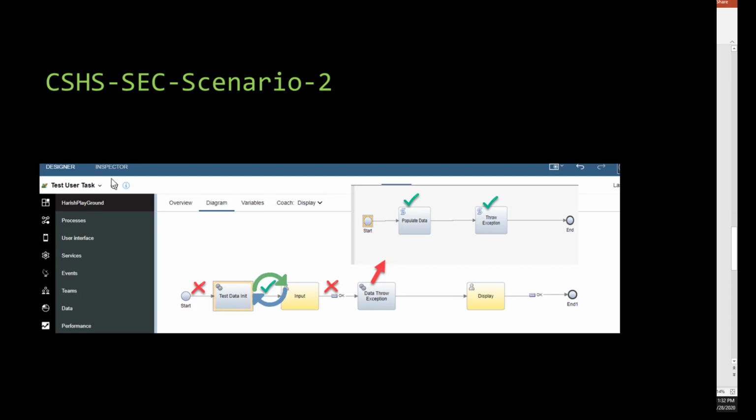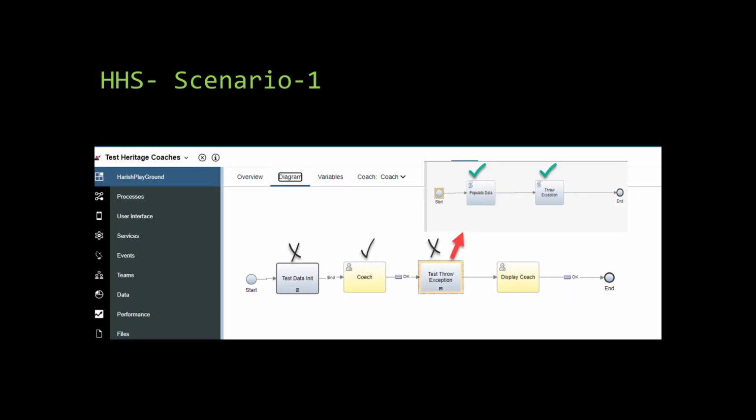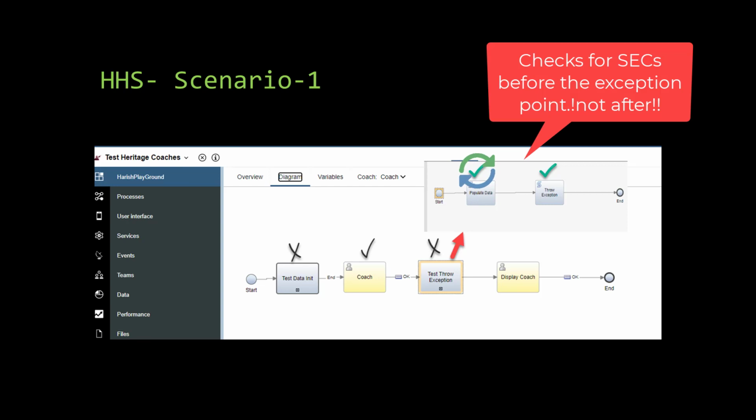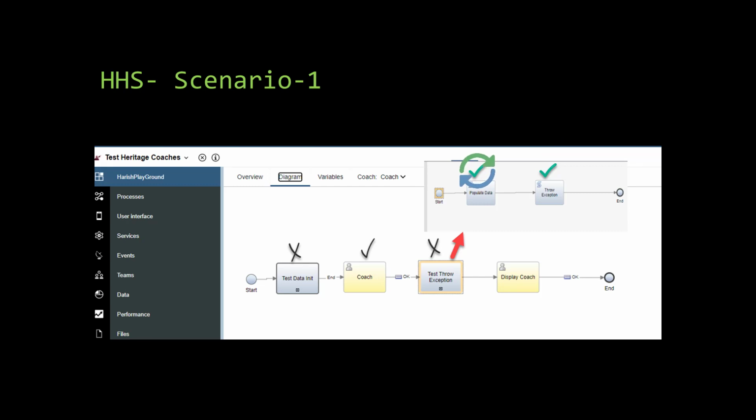Now let's go to HHS, Heritage Human Service. If something goes wrong here, for the last checked point, it doesn't come out to the HHS root level. It checks in the called service itself whether any SEC is checked. So the restart would occur from here. For scenario 2, let's assume I did not check the SECs in the called service. If something goes wrong here, since SEC is not checked, it would come out to the root level and then start from the coach.